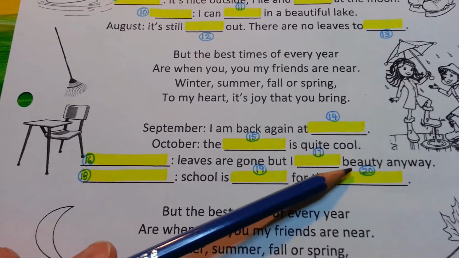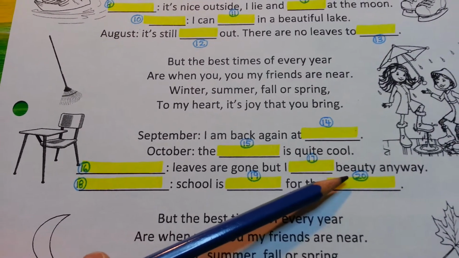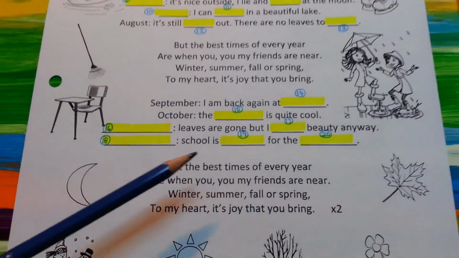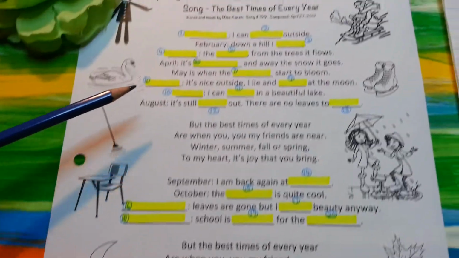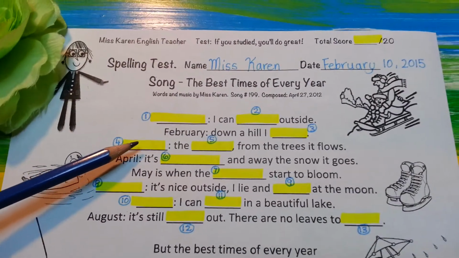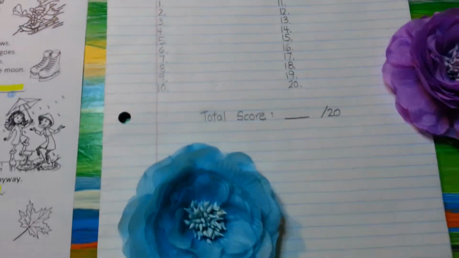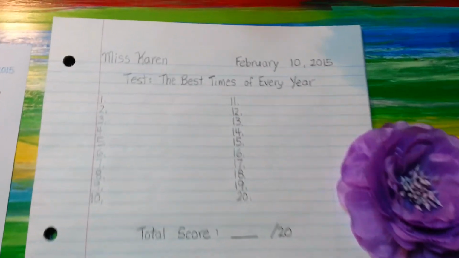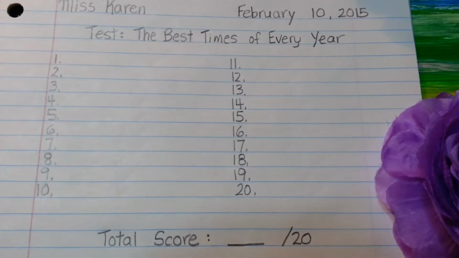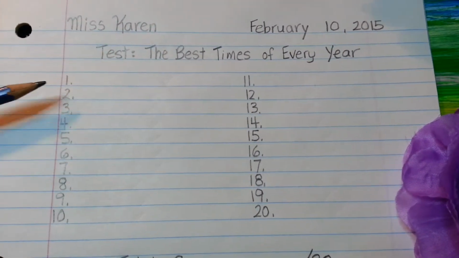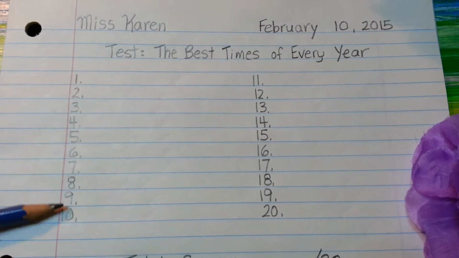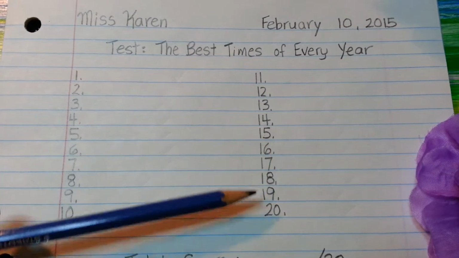As you can see, there are 20 blank spots. If you don't have this test sheet, don't worry. You can still do the test if you know the song. All you need to do is get your notebook and write down the numbers 1 to 20. And then you can write your answers in these spots here.